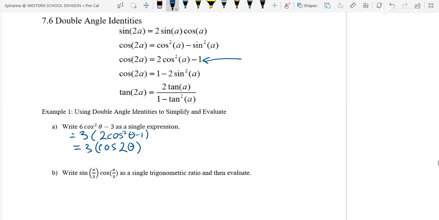And you know what? That's all I can do. I can't evaluate it because I don't have an angle, so we leave it as is. That's it. The next one, let's take a look to see what that one looks like.